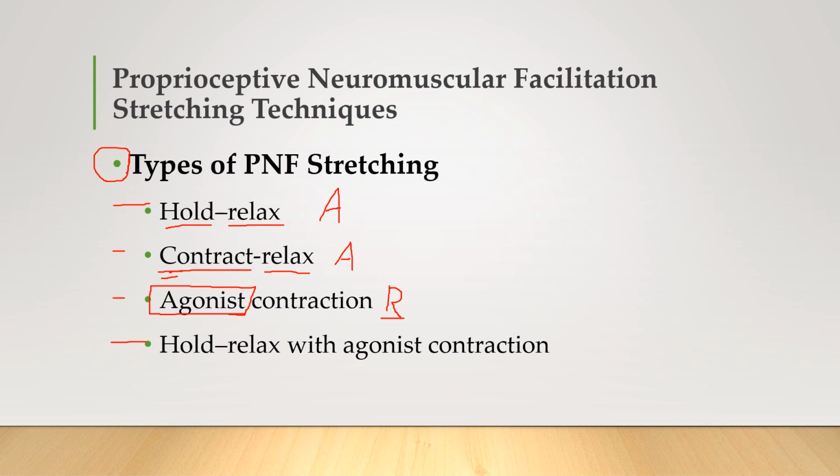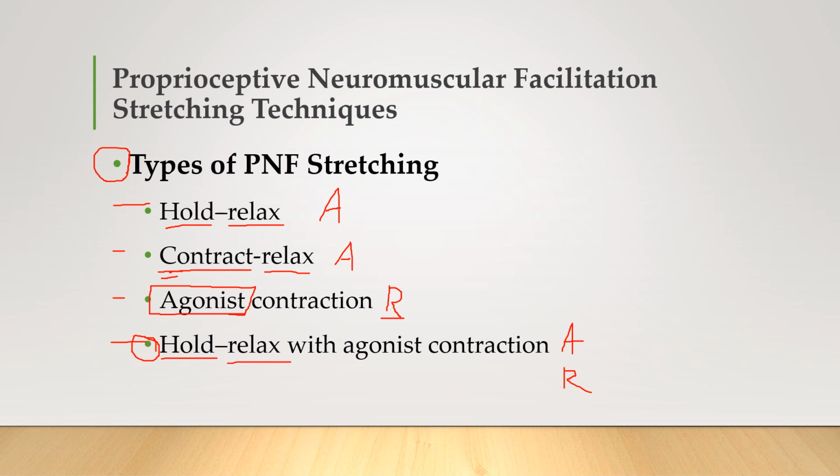Okay. And then we have a hold relax with an agonist contraction, kind of a combination of number 1 and number 3 here. So hold relax with agonist contraction. This is basically using the autogenic inhibition and the reciprocal inhibition at the same time. So still thinking of the quadriceps or the hamstrings muscle group here, we're going to tell our patient to contract the hamstrings muscle group. So, pull into my shoulder, push down towards the table, 10 seconds.